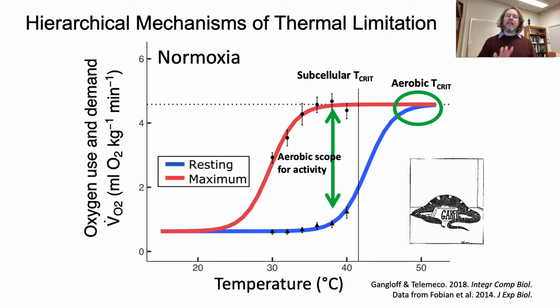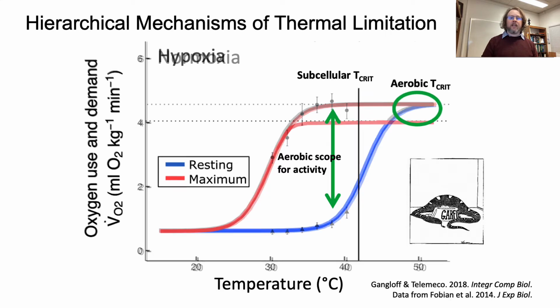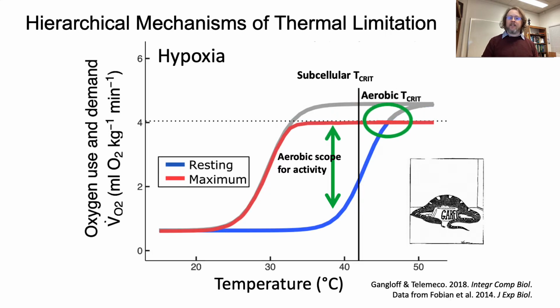Now, this becomes really interesting when we consider what happens when you reduce aerobic capacity. That's going to lower the dotted line, which brings the red line down. Aerobic T-crit shifts to the left, and aerobic scope declines, and the temperature where aerobic scope is maximized has shifted left. However, you'll notice that aerobic T-crit has not traded positions with subcellular T-crit, so we don't expect any change in the mechanism driving CT max.